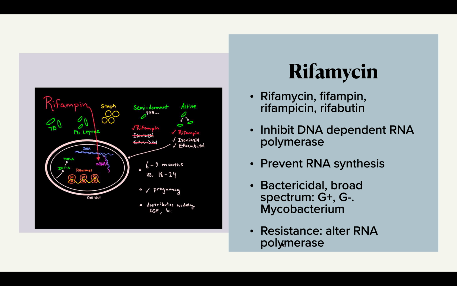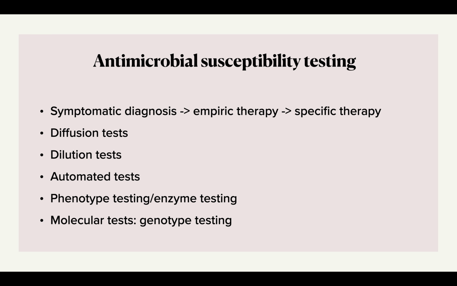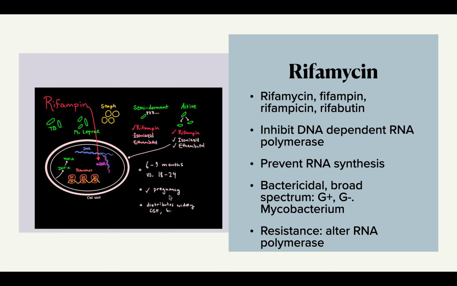The problem is this can be easily resisted because, remember, RNA is prone to mutations, and that's why the bacteria can evolve so fast. Oh wait, important. This is good for pregnancy, so this is not going to cross the blood-brain barrier. It's okay for pregnancies.